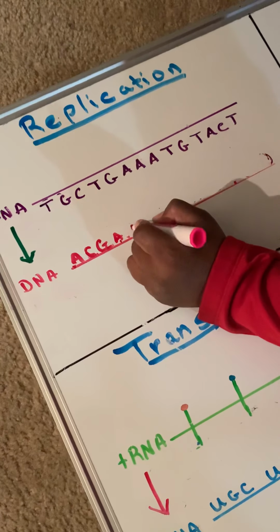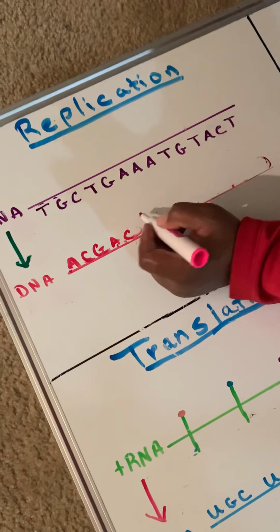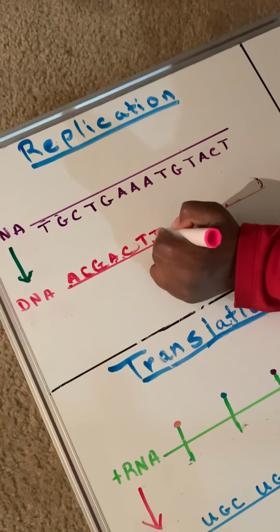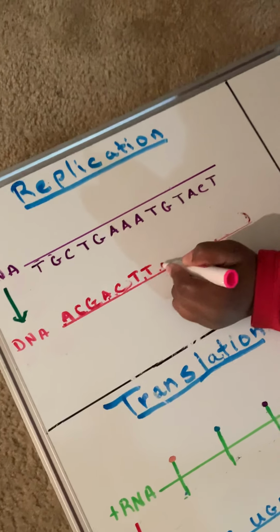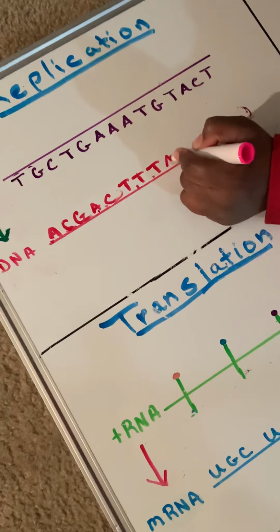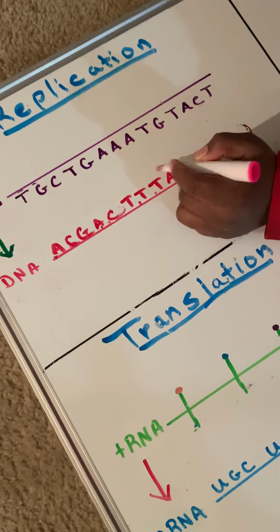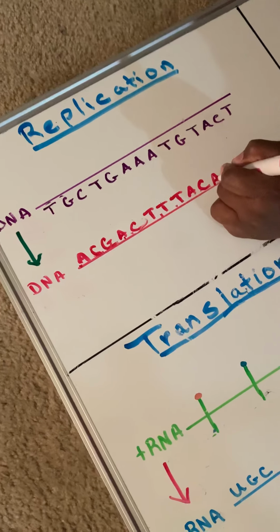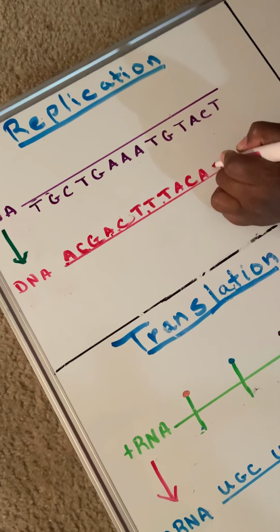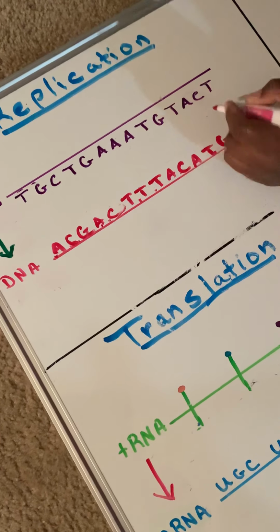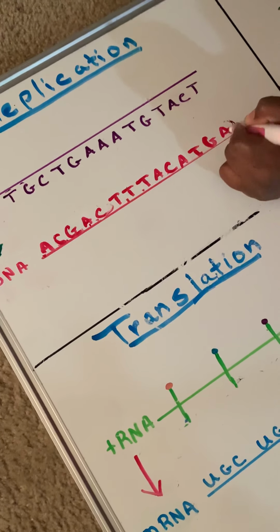Sorry, let me make a correction there. We have A here, so we're going to have T. We have A here, so we're going to have another T. We have A here, so we're going to have another T. We have T here, so we're going to have an A. We have G, so we're going to have C. We have T, so we're going to have A. We have A, so we're going to have T. We have C, so we're going to have G. And we have T, so we're going to have A.